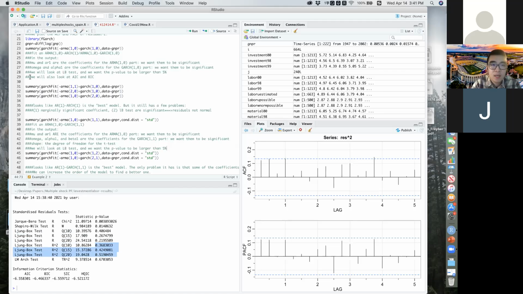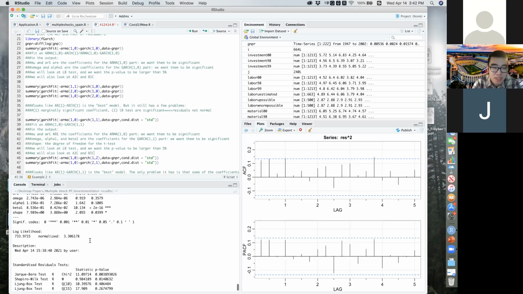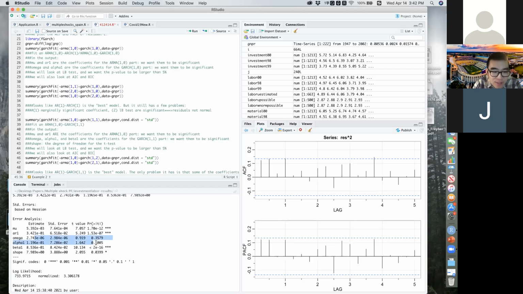And of course, we will look at the AIC and the BIC. I remember the AIC for the ARCH(1) model is approximately negative 6.47. And right now we have negative 6.55. So the AIC for this model is smaller than the ARCH(1) model, which suggests that the current model is better than the ARCH(1) model. But here we still notice that these 2 coefficients are statistically insignificant. So is there any way that we can improve it?